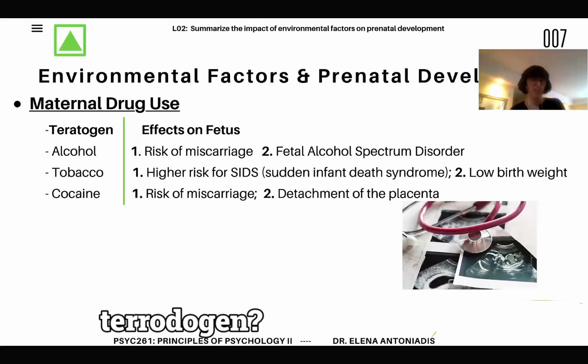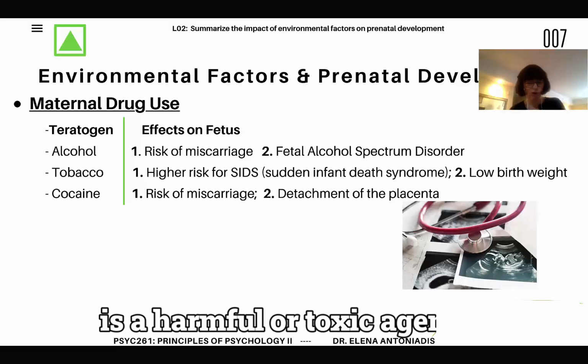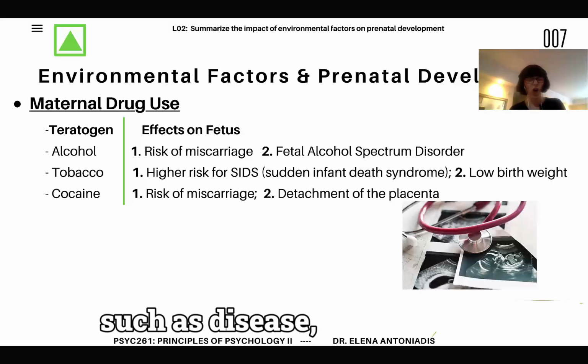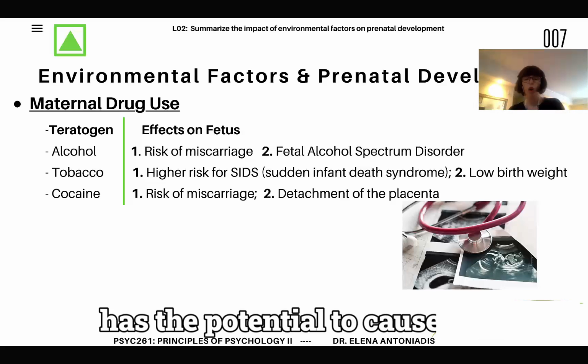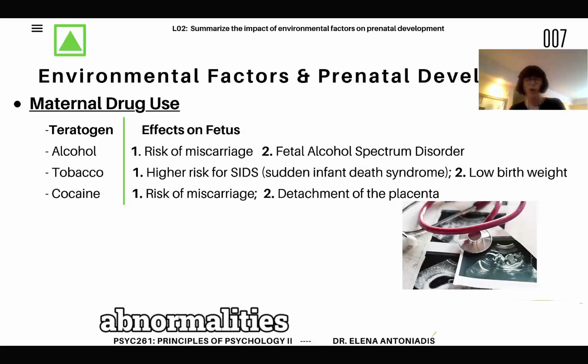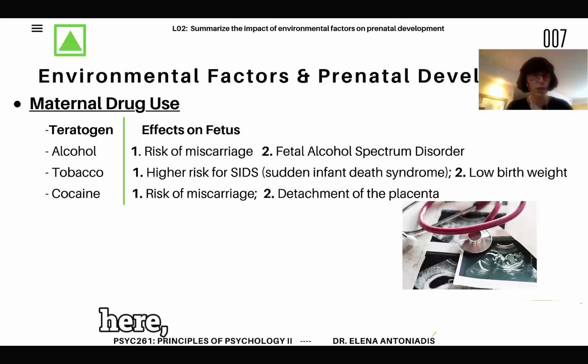So what is a teratogen? A teratogen is a harmful or toxic agent such as disease, a drug, a chemical, or radiation that has the potential to cause birth defects or abnormalities to the developing fetus. So we have some teratogens here.